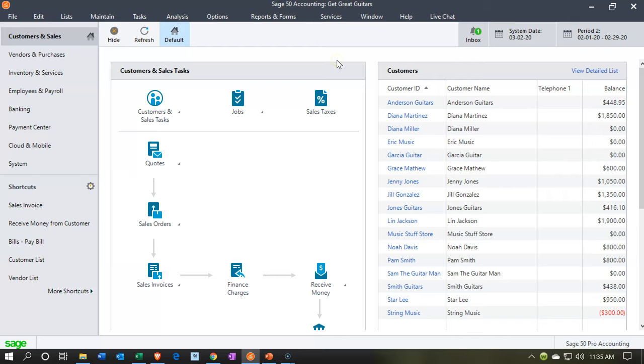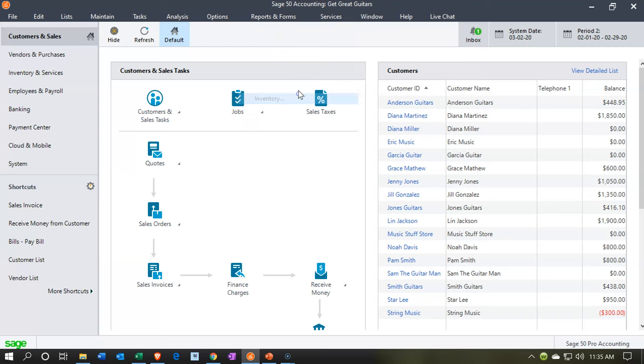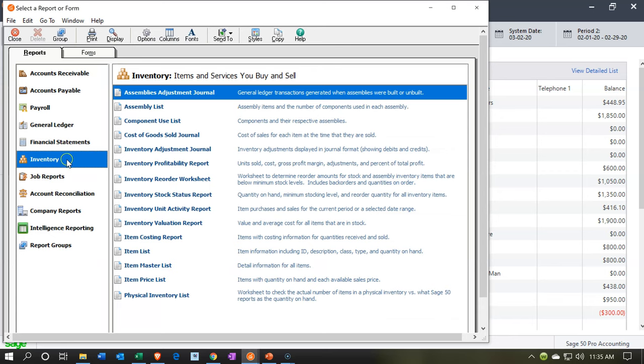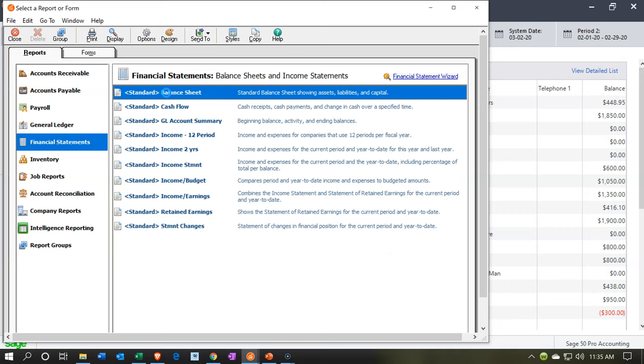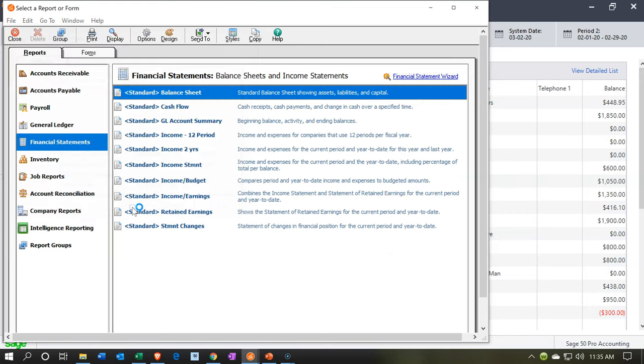Here we are in our Get Great Guitars file. We're going to be starting off by opening up our financial statements. So we're going to go to the drop down on the reports and forms where the financial statements are. We're going to go into the financial statements. We're going to open up the balance sheet, for the month of February.